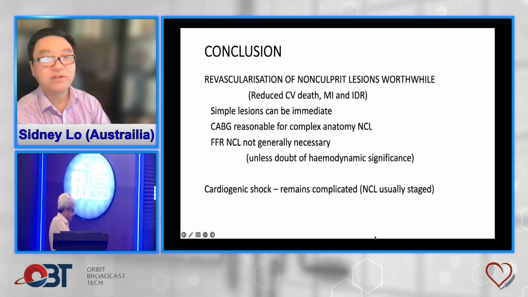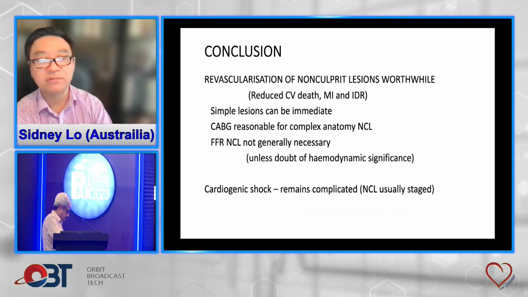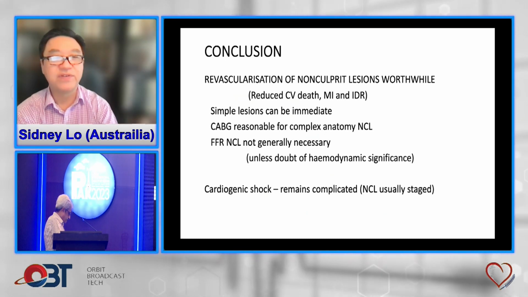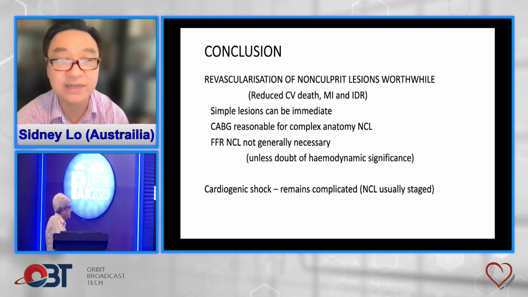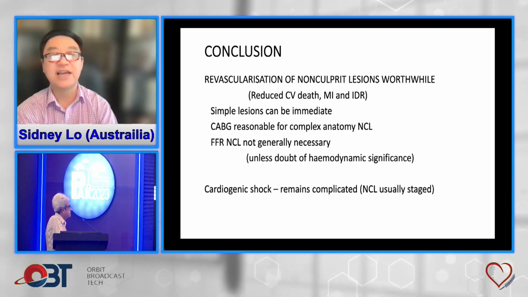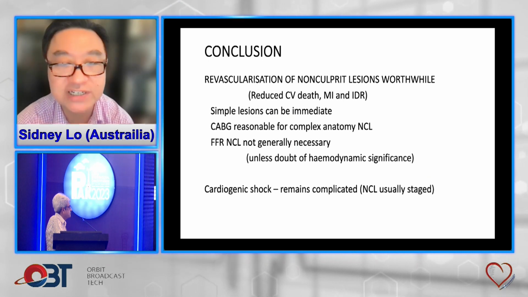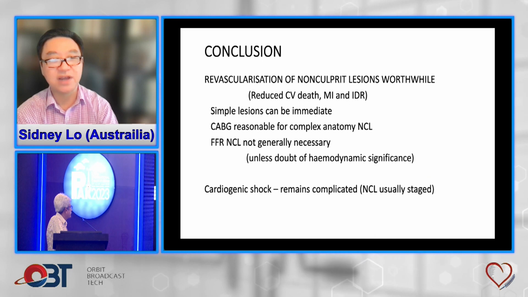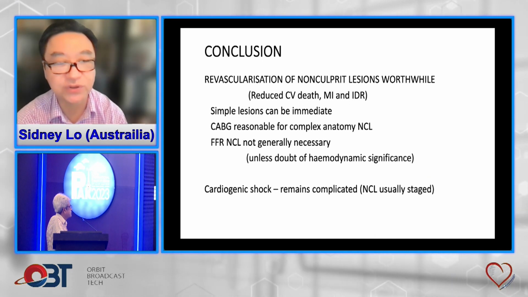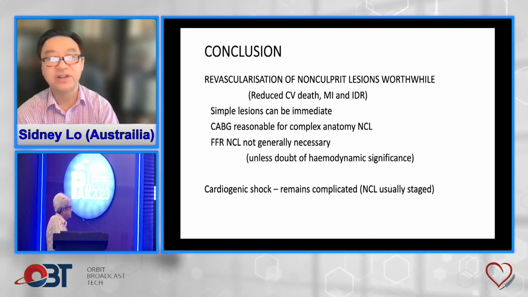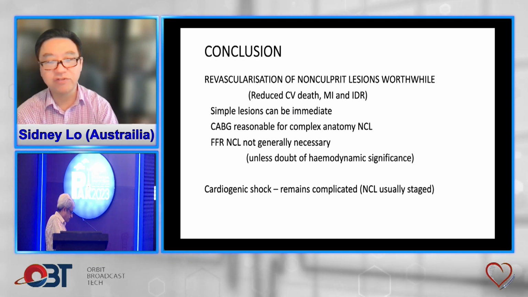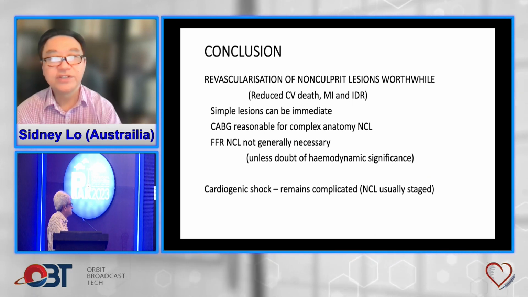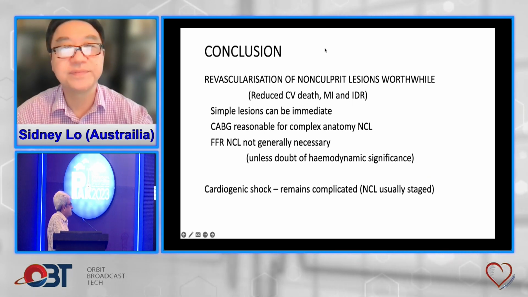So in conclusion, revascularization of non-culprit lesions is very worthwhile. We think it reduces cardiovascular death, MI, and possibly ischemia-driven revascularization. Simple lesions can be done immediately in the same procedure. There's data for that. And CABG may still be reasonable for complicated non-culprit anatomy post successful primary PCI. FFR may not be necessary at all in non-culprit lesions unless there is doubt about its significance, and shock remains complicated, and non-culprit lesions usually are staged in this scenario. So thank you very much for your attention.